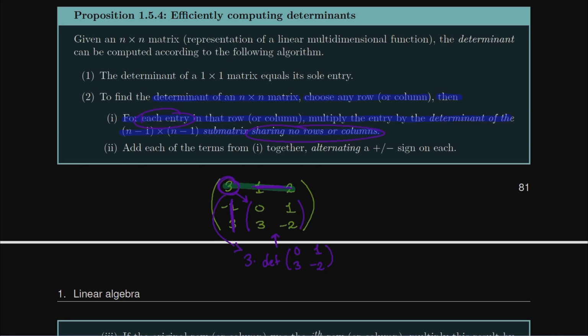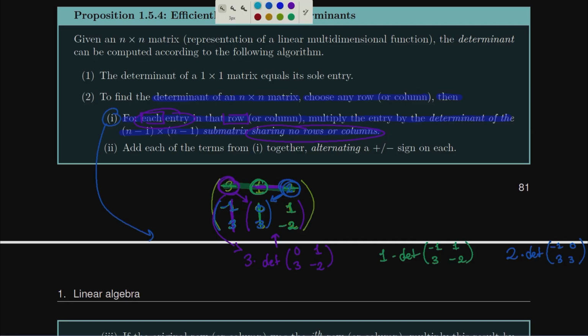You do that for each entry in the row or column that you've decided to work with. So for example, I'm going to do the same thing with the 1 here. Now what is the submatrix that shares no columns or rows with the 1? This is the submatrix negative 1, 3, 1, negative 2. And so we're going to have 1 times the determinant of the submatrix, negative 1, 1, 3, negative 2. And then there's going to be one more submatrix here. Here's the 2, the last piece. That's going to have associated submatrix, negative 1, 0, 3, 3. So I'll end up with a 2 times the determinant of the submatrix, negative 1, 0, 3, 3. So I have that from step 1. Step 1 gave me all those terms, 3 terms.